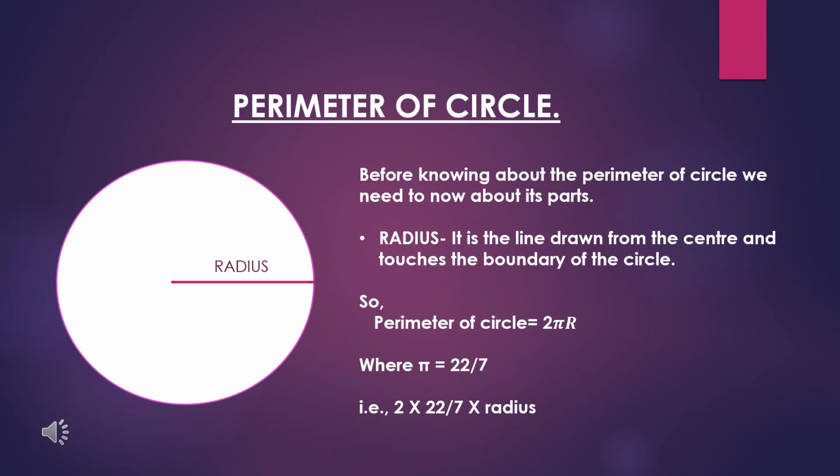Perimeter of a circle. Before knowing about the perimeter of a circle, we need to know about its part. Radius. It is the line drawn from the center that touches the boundary of the circle. So, perimeter of a circle is equal to 2πr, where π represents 22 by 7. That is, 2 multiplied by 22 by 7 multiplied by the length of the radius of the circle.